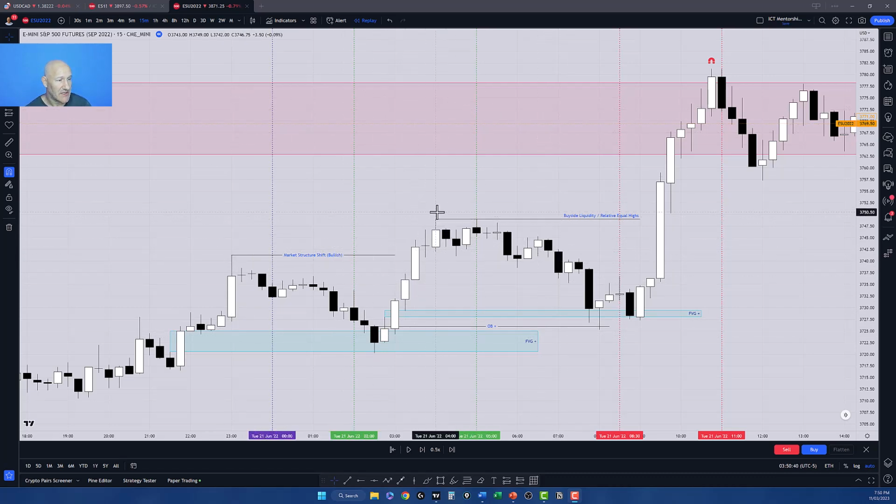We paint a high here, and you can see this becomes relative equal highs as we go out of the London kill zone and as we come into that New York part of the session.